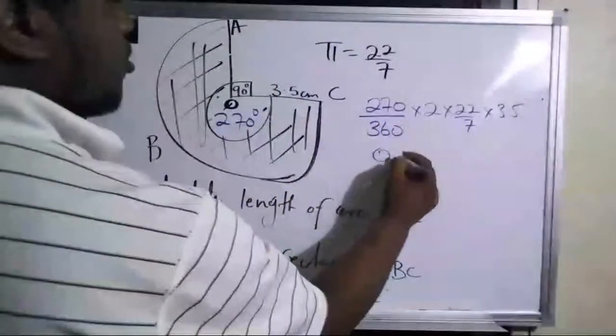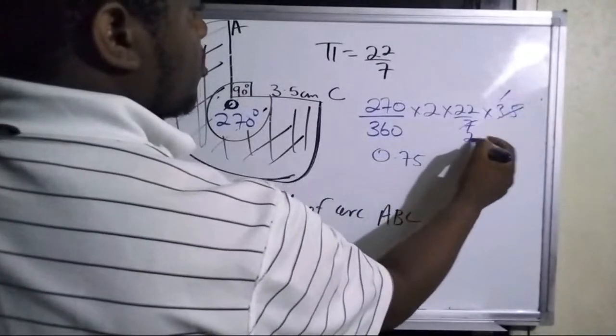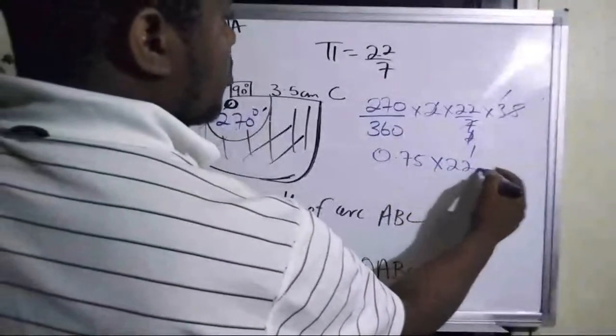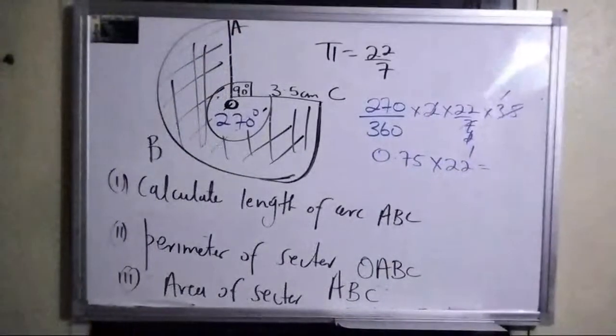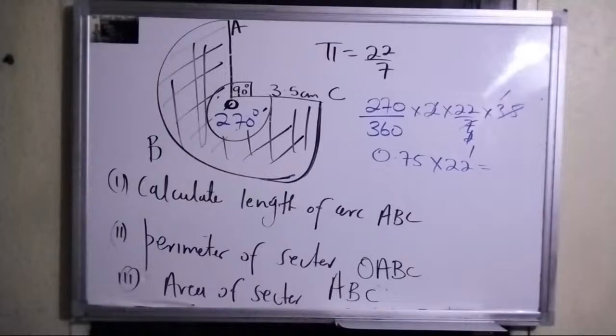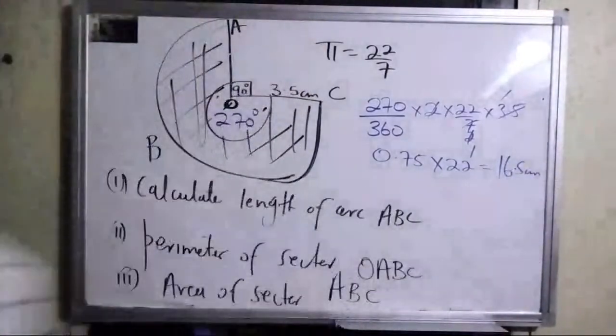This works out to 0.75. This into this 1, this into this 2, 2 into this 1, 2 into this. So it would be 0.75 times 22, and that will give us that portion. Let me just punch that in the calculator. So that works out to 16.5. See how easy?